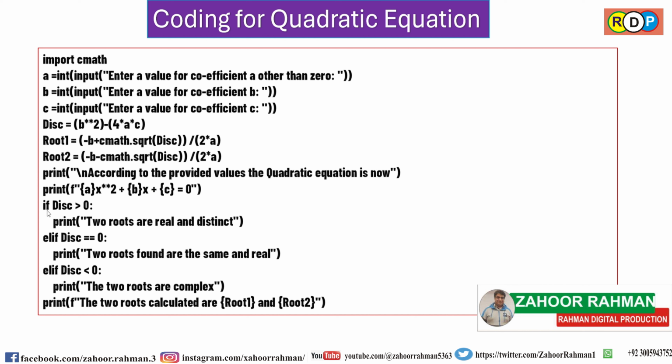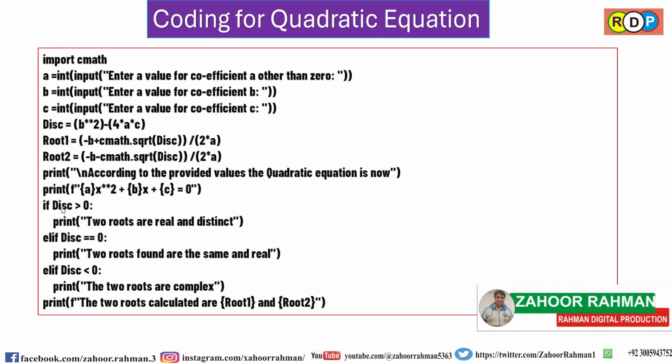Now the important part is we have to check the discriminant nature. If the discriminant is greater than 0, meaning it is positive, then I will print two roots are real and distinct. Two roots are real, there will be no imaginary part, and that will be a real number. The imaginary part will be truncated.